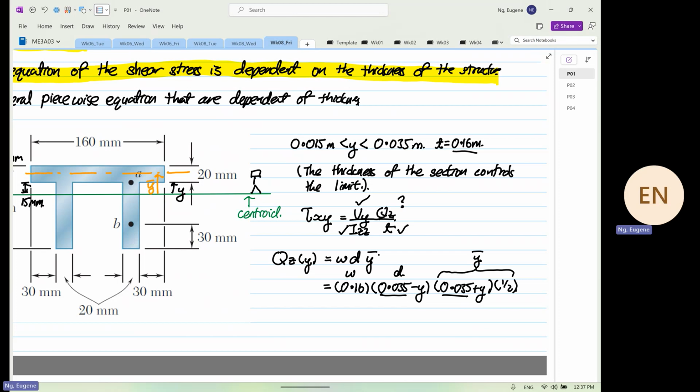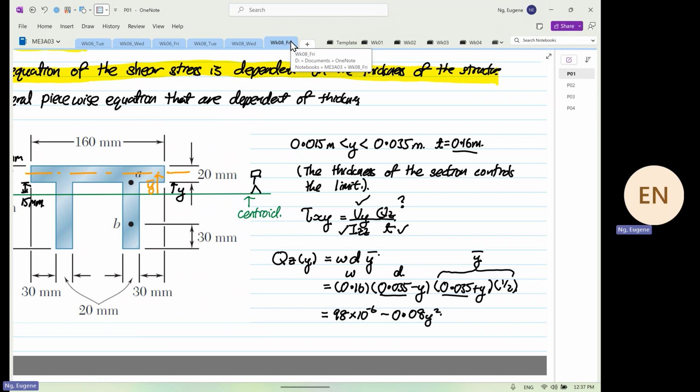From here, this will be equal to 98 times 10 to the power minus 6 minus 0.08 y squared. Let me make sure that this is right. So 0.035 times 0.035 times 0.5 times 0.16 is 98 times 10 to the power minus 6. And then you have 0.16 times 0.5, which is 0.08.